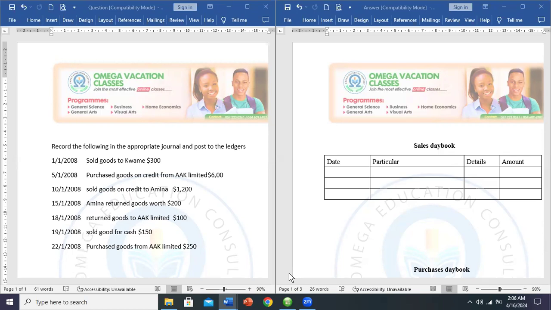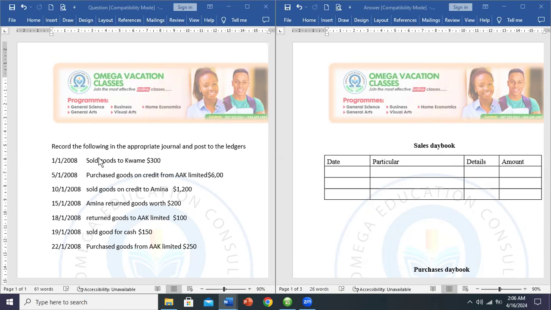Okay, so we are to record the following transactions in the appropriate journals and also post to the ledgers. So I think it is a straightforward thing.